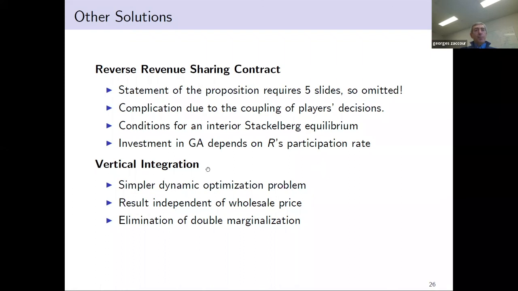In the case of vertical integration, as one can expect, it's much simpler because we are dealing here with a dynamic optimization problem and not an equilibrium problem. As it is typically the case, the result will be independent of the wholesale price, because when we sum the two objectives, the wholesale price vanishes. And by virtue of vertically integrating the supply chain, we are also eliminating the double marginalization.